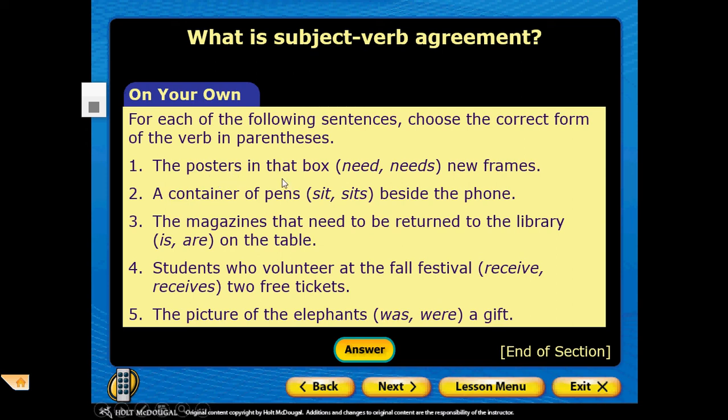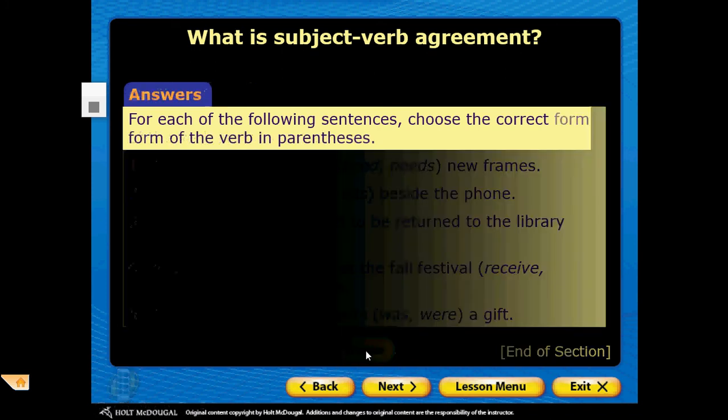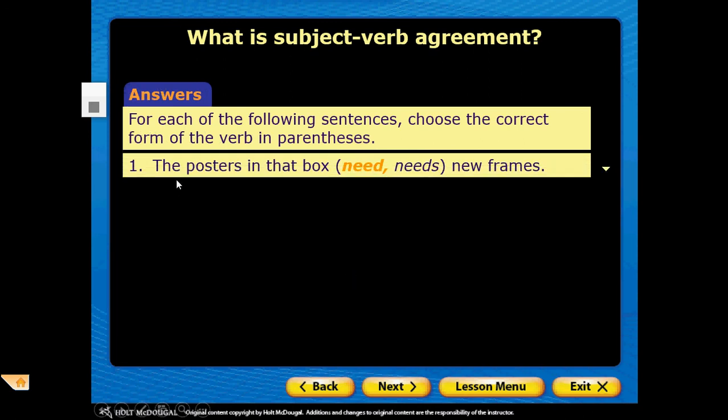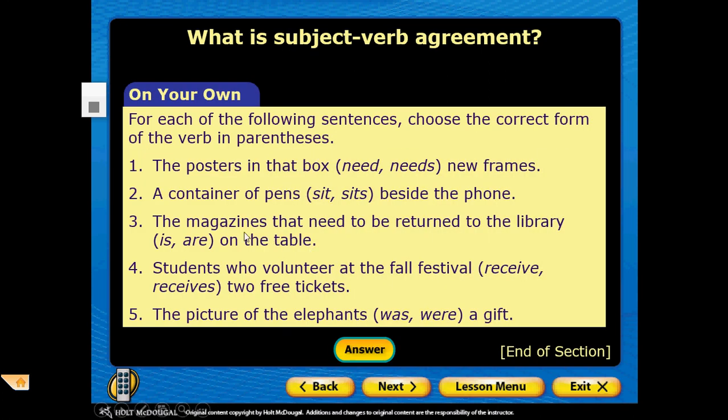Plural subject, so therefore we need a verb without an S, because the noun has an S. We don't need to add more S's. We've had enough S's for this one sentence. So let's check the answer here. The posters in that box need new frames. That's absolutely right. So let's move on to number 2.